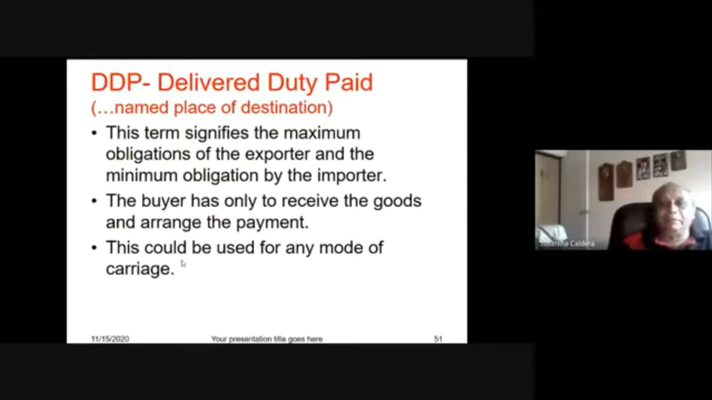Delivered duty paid. Its usage in international trade in the world is not even 1%, 0%. This term signifies the maximum obligations to the exporter and the minimum obligations by the importer.